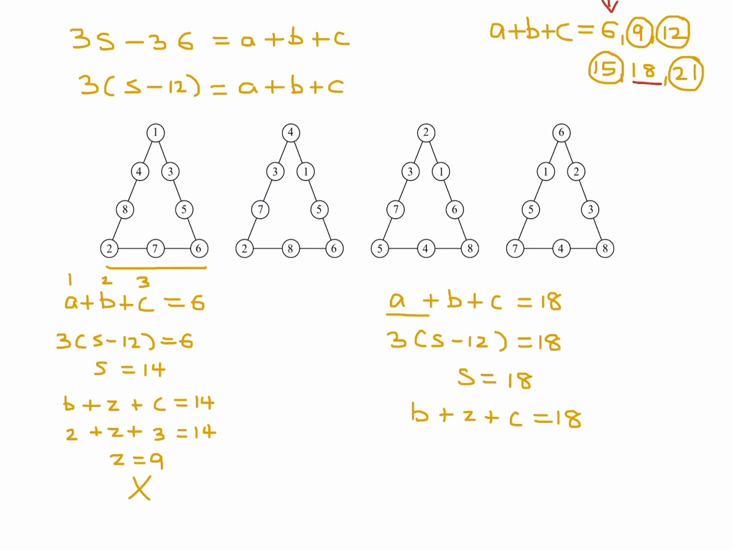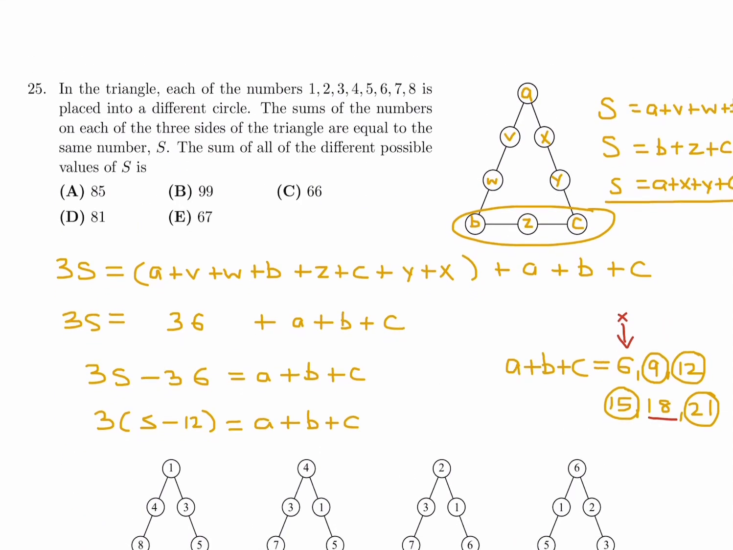But another thing you can do is just compare those. Since in this particular example they're equal, that means that A plus B plus C is equal to B plus Z plus C. The B's cancel and the C's cancel, so you're just left with A is equal to Z. But that's not possible. Why?